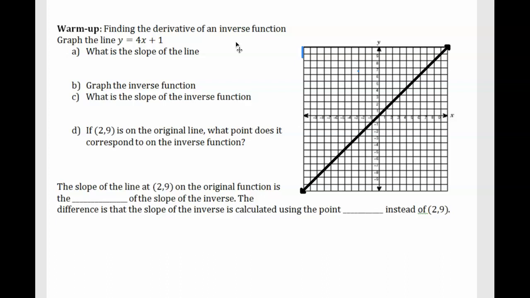So it says find the inverse of the function x cubed. So we did all that, sorry. Find the inverse of the function y equals 4x plus 1. And we're going to find the derivatives. So what is the slope of the original? The slope of this graph of this line right here.